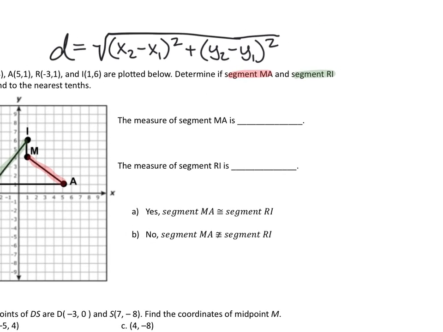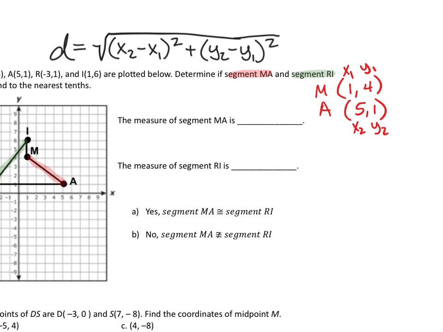Okay, I'm going to scoot to the side. If we have point M at the coordinate point 1, 4. Point A is at the coordinate point 5, 1. I am going to physically label those points x1, y1, x2, y2. I do that because now I know exactly what to plug in for my formula, and I'm going to write that down on my paper. I'm going to ask that you do the same.